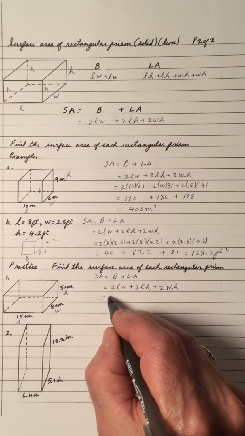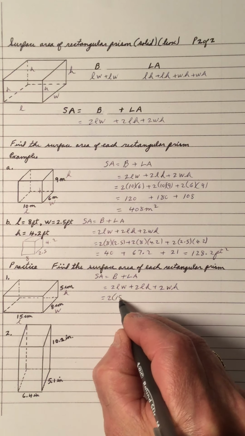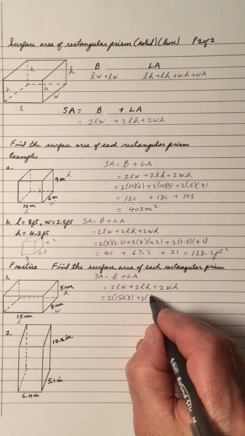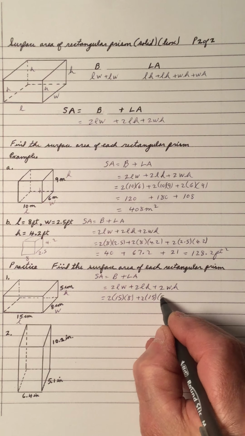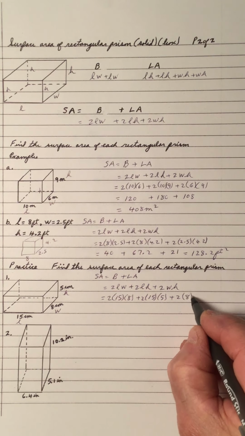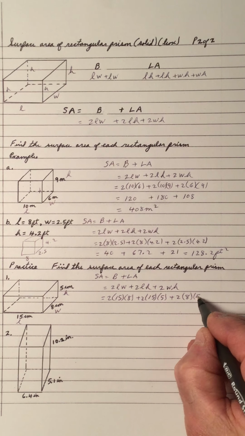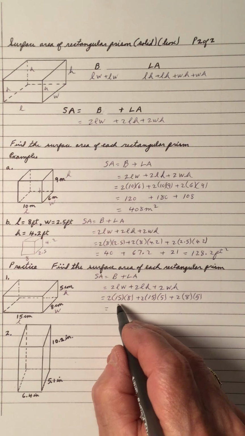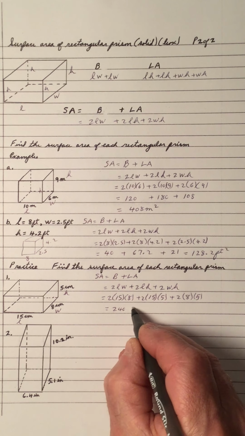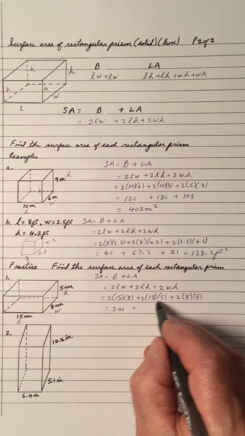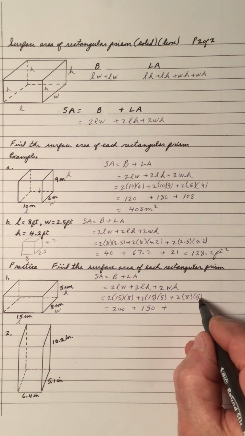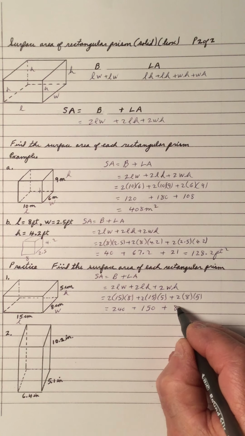And put all that together, and we got length is 15, width is 8. Length is 15, height is 5. And the width is 8, and the height is 5. We multiply all that out, and we get 30 times 8 is 240. We get 10 times 15 is 150. 2 times 5 is 10, times 8 is 80.